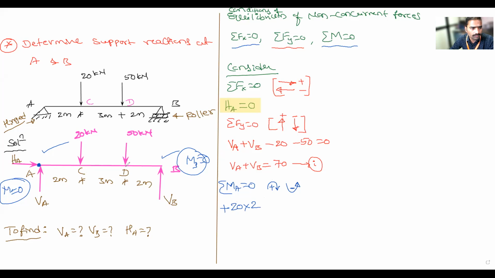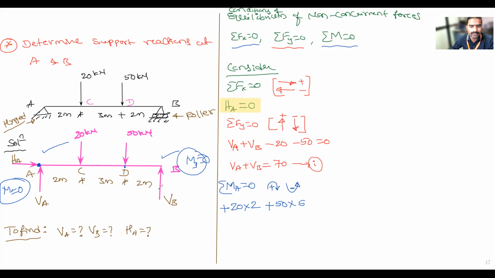Next point is D. At point D, what is the force? 50 kilonewton. What is the distance from A to D? 5 meter. Don't consider only 3 meter. I want the distance from point A to D. Is it producing clockwise moment or anti-clockwise moment? Clockwise. So it is plus. Force is 50 kilonewton into the distance from A to D, which is 2 plus 3, equal to 5 meter. Is it clear, everyone? Yes, sir.